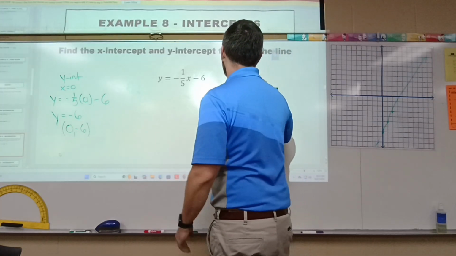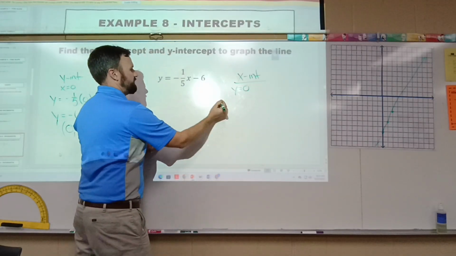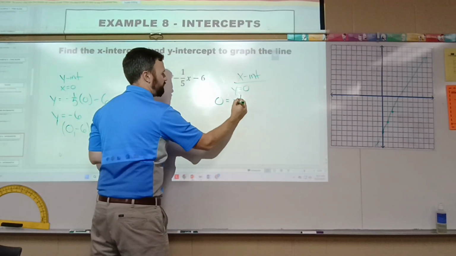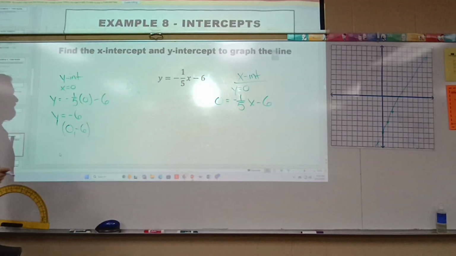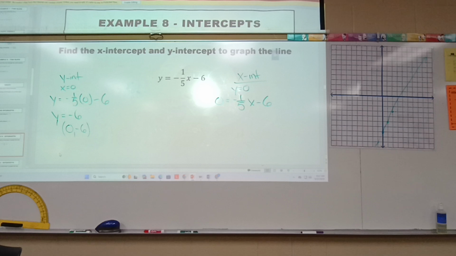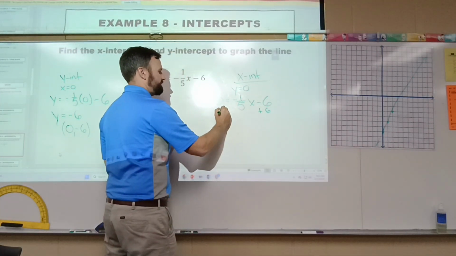All right, so for the x-intercept, I'm going to say y equals 0. So I'm going to do 0 equals negative 1/5 x minus 6, right? Because I'm solving for x, it's my x-intercept. So I'm going to add a 6 over.